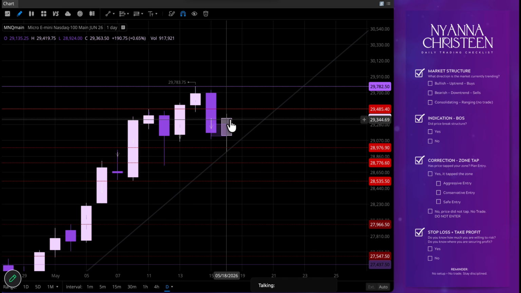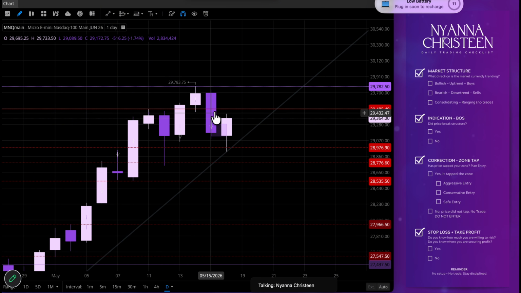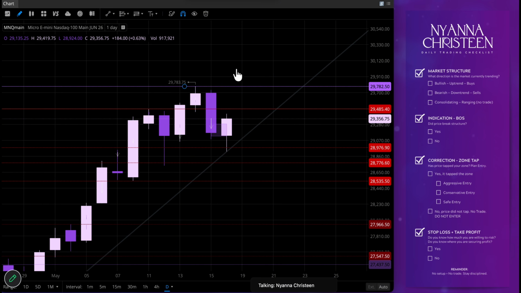it looks like price came down, tapped into this zone here. It did close inside the zone, so I would need price to close above this resistance line in order for it to keep going up. So that's what I would notate in my brain for the daily. And currently it's bullish, so most likely we're going for buys.